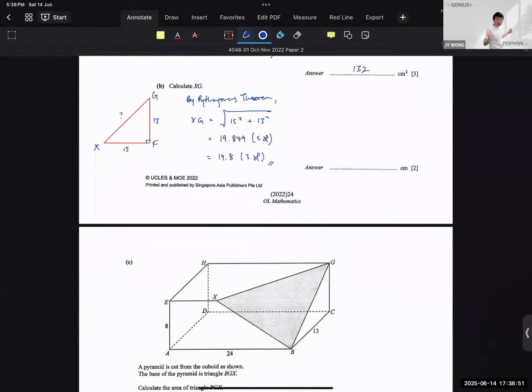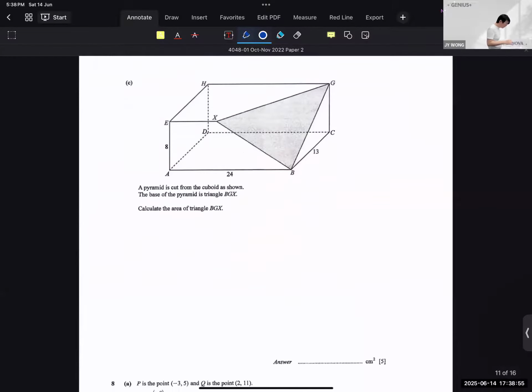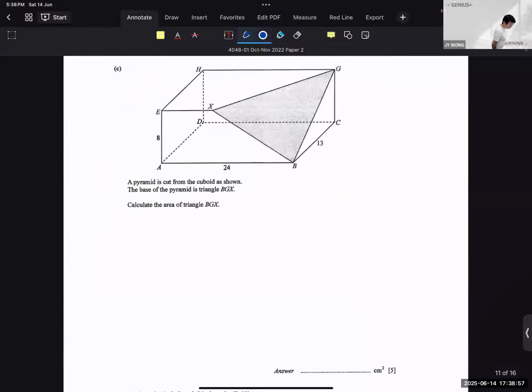Now we come to the hard part of the question. For 5 marks, calculate the area of BGX. You should look at this and realize that there is no way that you can find this by half times base times height, right? So in other words, to find this area, what are you likely to have to use? Is your other area formula, right? Half ab sine C.